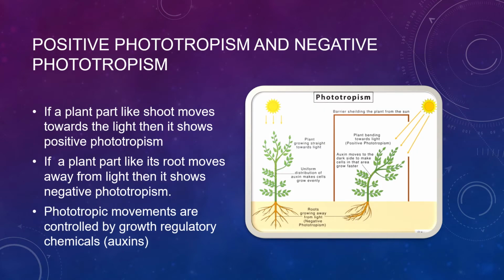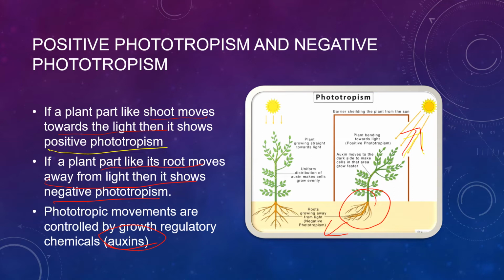Now here we are going to discuss the positive and the negative phototropism in detail. If a plant shoot, as we have told in the previous one also, is moving towards the source of light, then it shows positive phototropism. See, the shoot is moving towards the source of light. It is called positive phototropism. And you can see the root, it is moving away from the source of light. So if a plant part like the root moves away from the light, then it is called negative phototropism. Now phototropic movements are controlled by regulatory chemicals called the auxins.